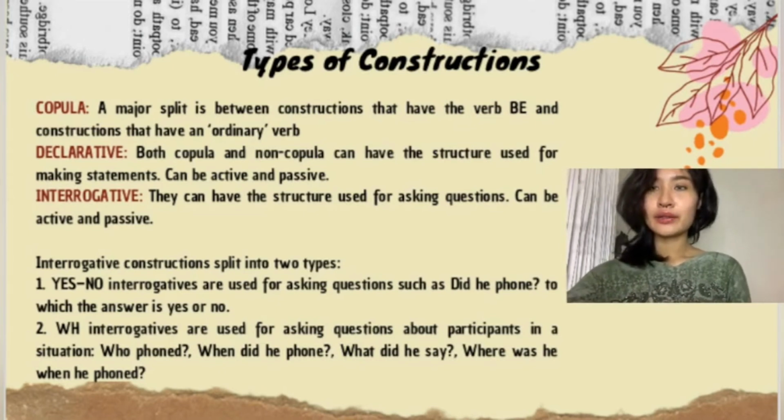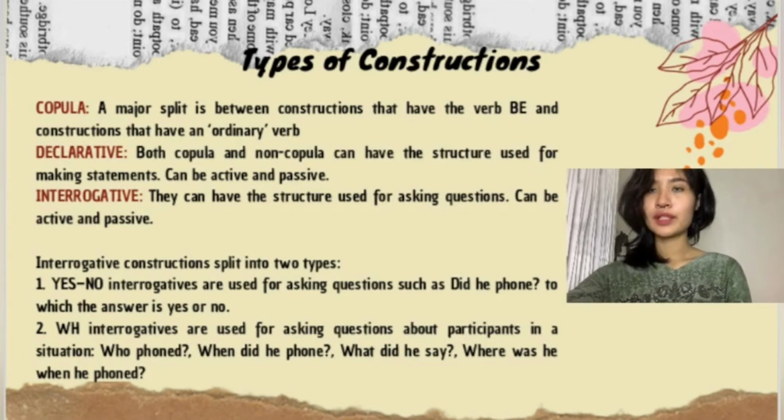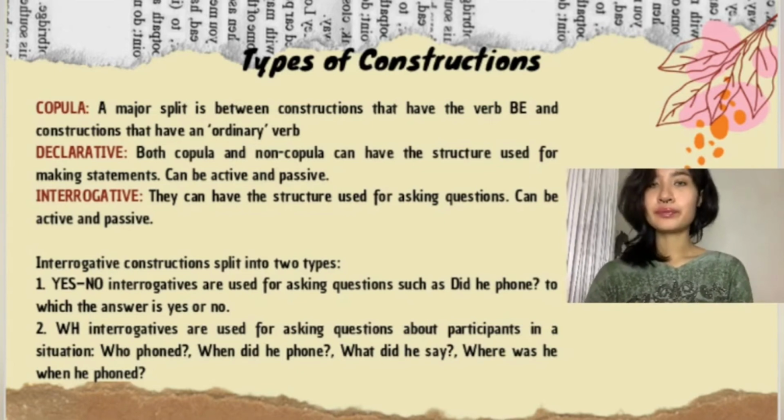Alright, so the different constructions are labeled, and the labeling reflects the connections among them. The constructions can be represented in the form of a hierarchy. Okay, now I'll be explaining about copula. Copula is a major split between constructions that have the verb be and constructions that have an ordinary verb.